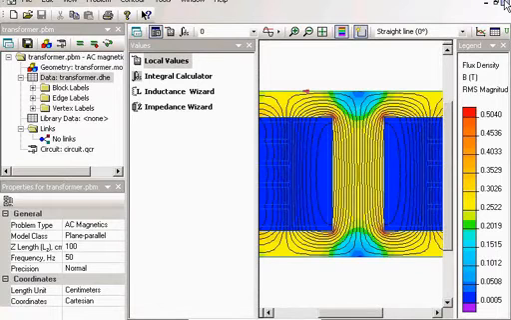Now, let's calculate something specific for this transformer. Let's calculate the inductance. How can I do this? On packages you usually measure the voltage and the current. And we can do this with QuickField. We have an external circuit attached to our transformer.